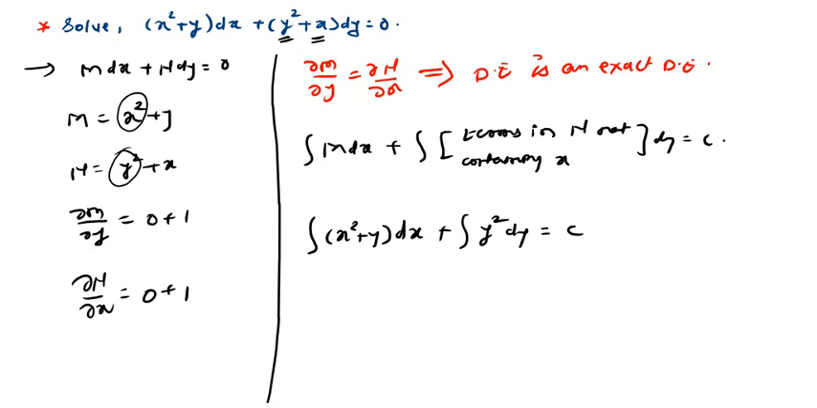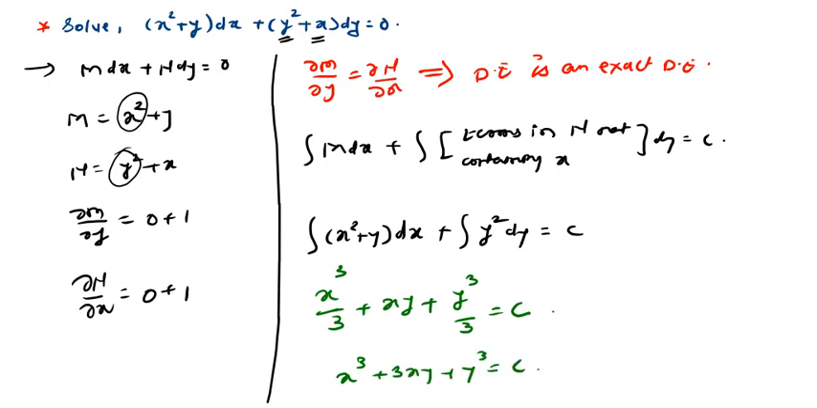So finally, the integration of x square with respect to x will be x cube by 3, plus the integration of y with respect to x will be xy, plus the integration of y square with respect to y will be y cube by 3 equal to constant. Multiplying the whole equation by 3, you will see x cube plus 3xy plus y cube equal to constant. This is how we can check whether the given differential equation is exact or not. And if it is exact, meaning it satisfies the given condition for exactness, then we can easily find its solution using the given solution. Thank you.